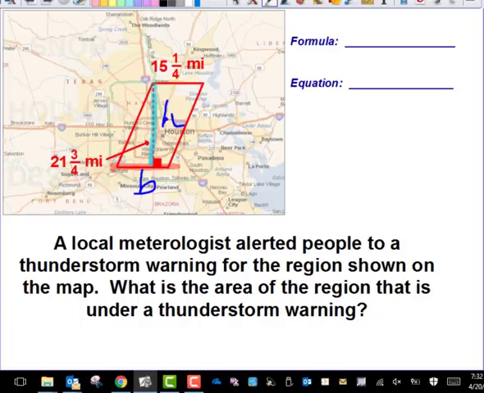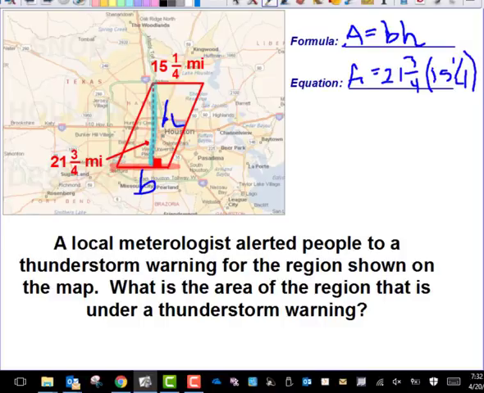Since this is a parallelogram, it's the same as a rectangle, and it would be A is equal to base times height. And to get the formula down, you should replace the letters with the numbers, or substitute. So it would be A is equal to the base, which is 21 3/4, times 15 1/4. And that would be the correct way to write the formula.